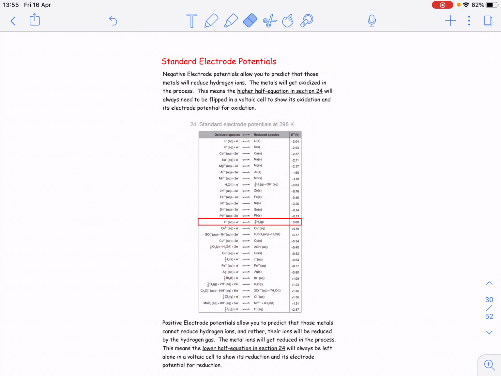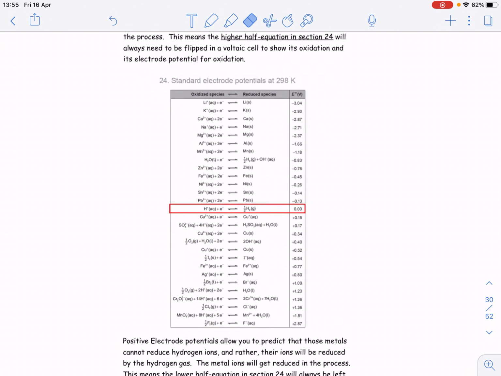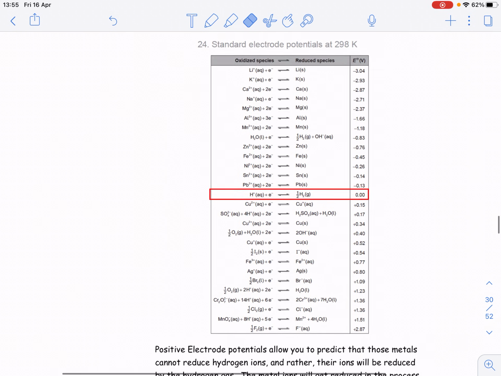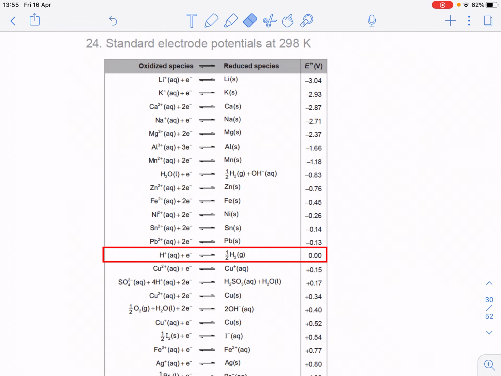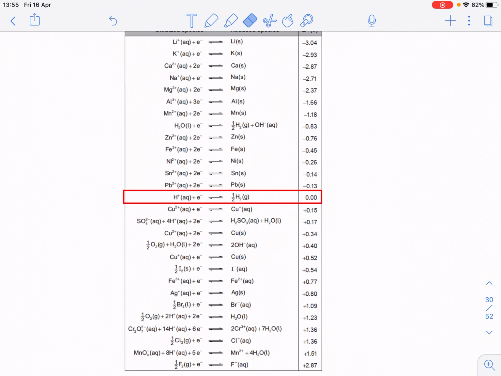Okay, a quick video on the standard hydrogen electrode. So in using table 24 of the data booklet, we see all these values known as standard electrode potentials. And so we kind of get used to using them, that they give us a value for voltage associated with different half equations, so with different oxidation and reduction for different species. But what are they all based on?